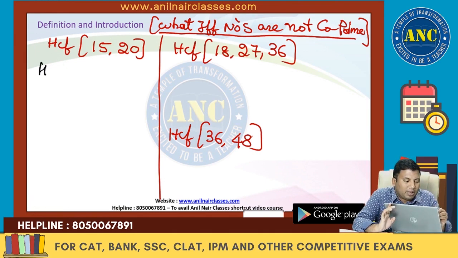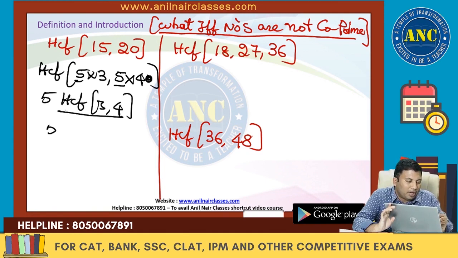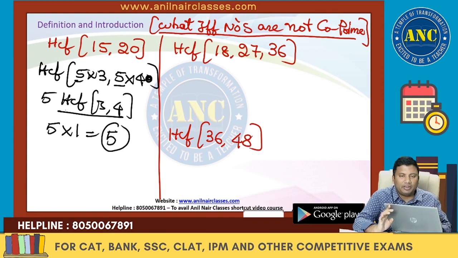Make them co-prime. 15 is 5 into 3, 20 is 5 into 4. Common number is 5. Take 5 out. 5 of HCF of 3 comma 4. HCF of co-primes is always 1. So 5 ones are 5. Again, HCF of 18, 26 and 45 let us take.